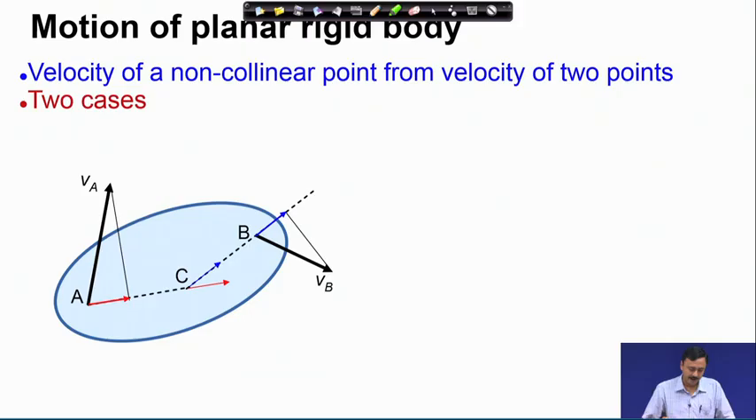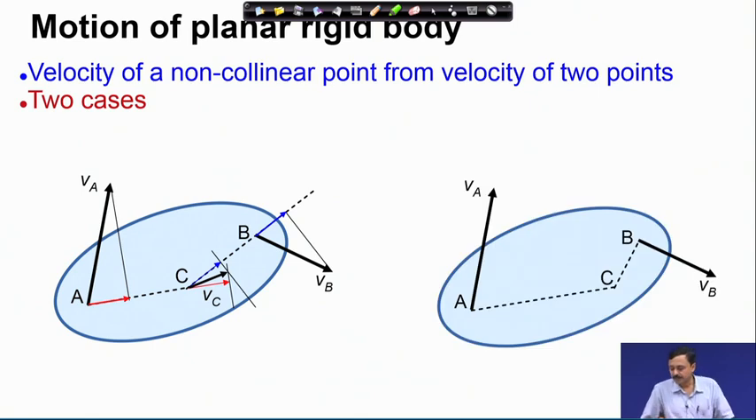Again I claim that the velocity of point C must be such that its projection along CB must be this blue vector. So, how do I determine the velocity of point C? I take two perpendiculars to these red and blue vectors as I have done here, and then the intersection gives me the velocity of point C. You can very easily see that the projection of VC along CB is the blue vector, and the projection of velocity vector VC along AC is the red vector.